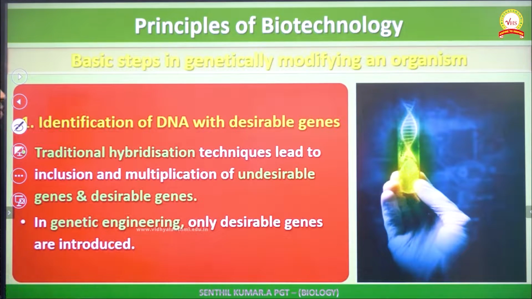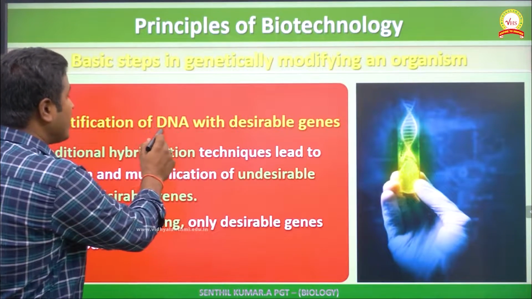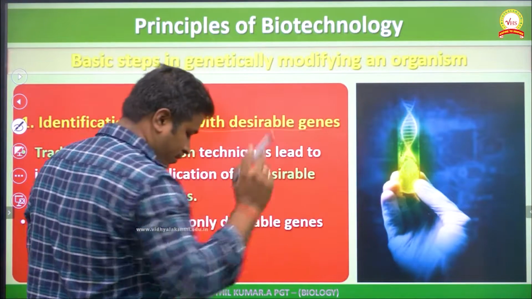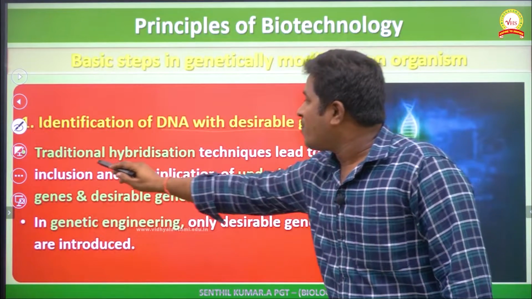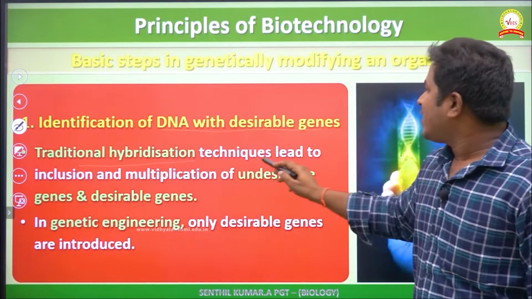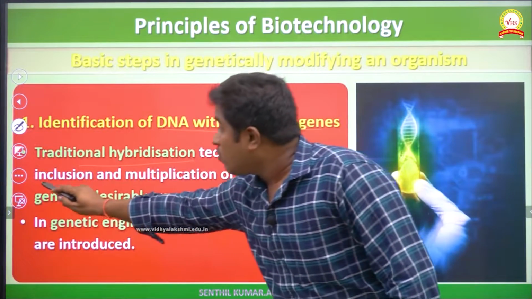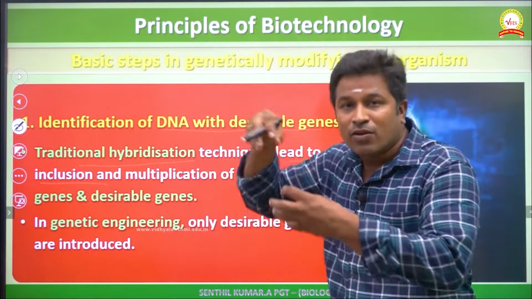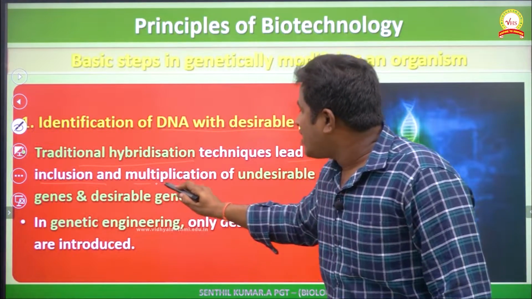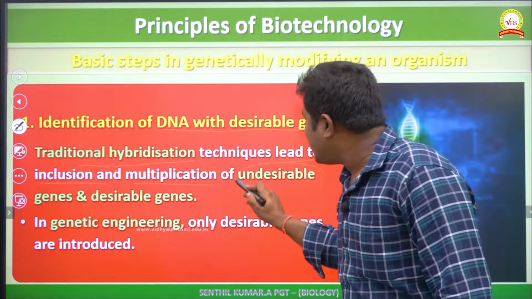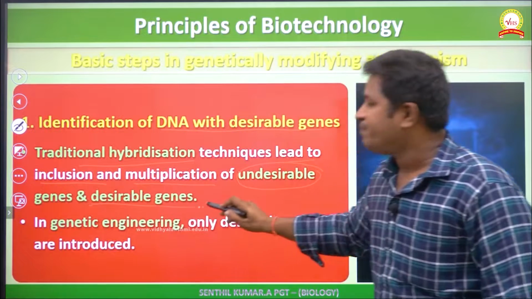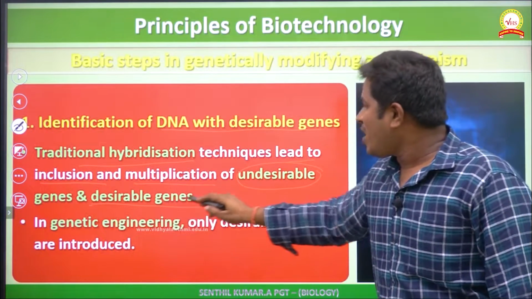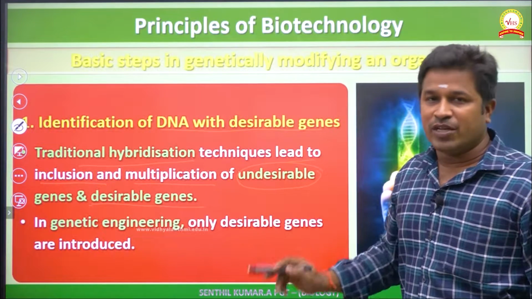Next, first, we discussed the identification of DNA with the desirable gene. Here, especially in the old traditional hybridization method, the technique leads to the inclusion and multiplication of both the desirable and the undesirable gene.